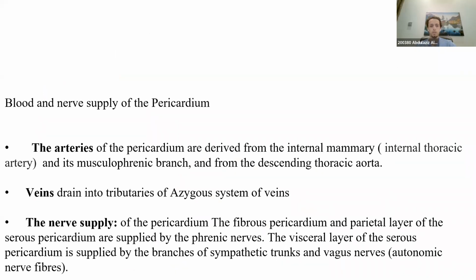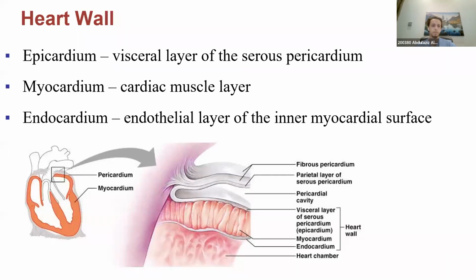Now, there are no concepts behind this; you just have to memorize it. The arteries of the pericardium are from the internal mammary. Veins drain into the azygous veins. And the nerve supply is from the phrenic nerves. This is very important and could come in the OSPE. They could show you a picture of the phrenic nerves and ask what nerve this is, so you must know that. Again, this shows the different layers of the pericardium.